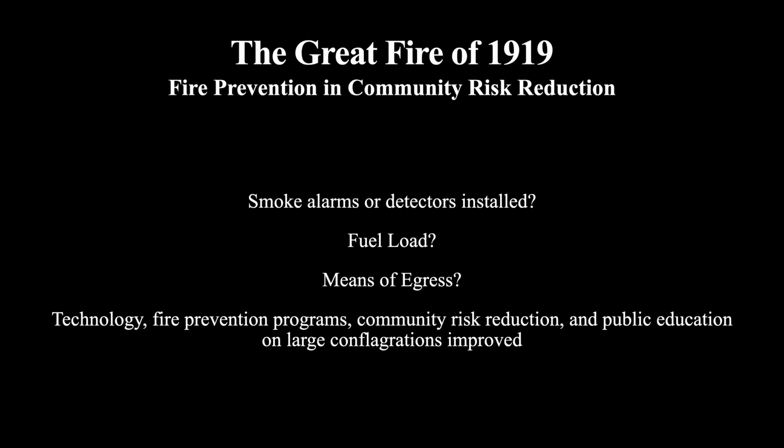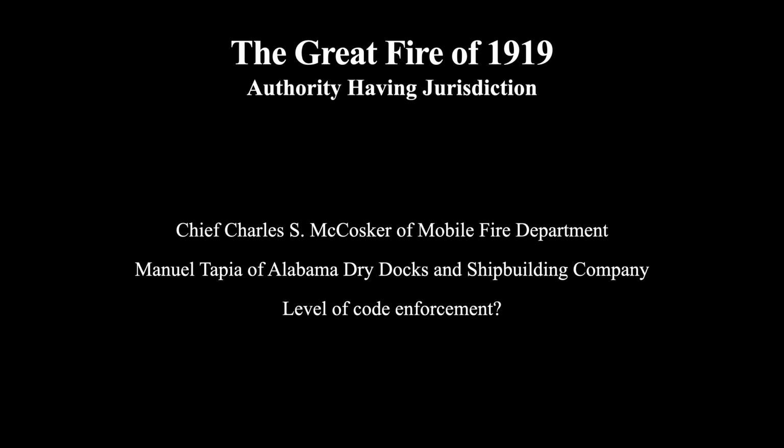As technology improved over the years following the Great Fire of 1919, so too did fire prevention programs, community risk reduction, and public education on large conflagrations. For the Great Fire of 1919, the two authority figures that were responsible for engaging fire prevention practices and code enforcement concepts were Chief Charles S. McCosker of Mobile Fire Department and Manuel Tapia of Alabama Dry Docks and Shipbuilding Company. Again, technology is very limited in 1919, so the level of code enforcement was unknown.